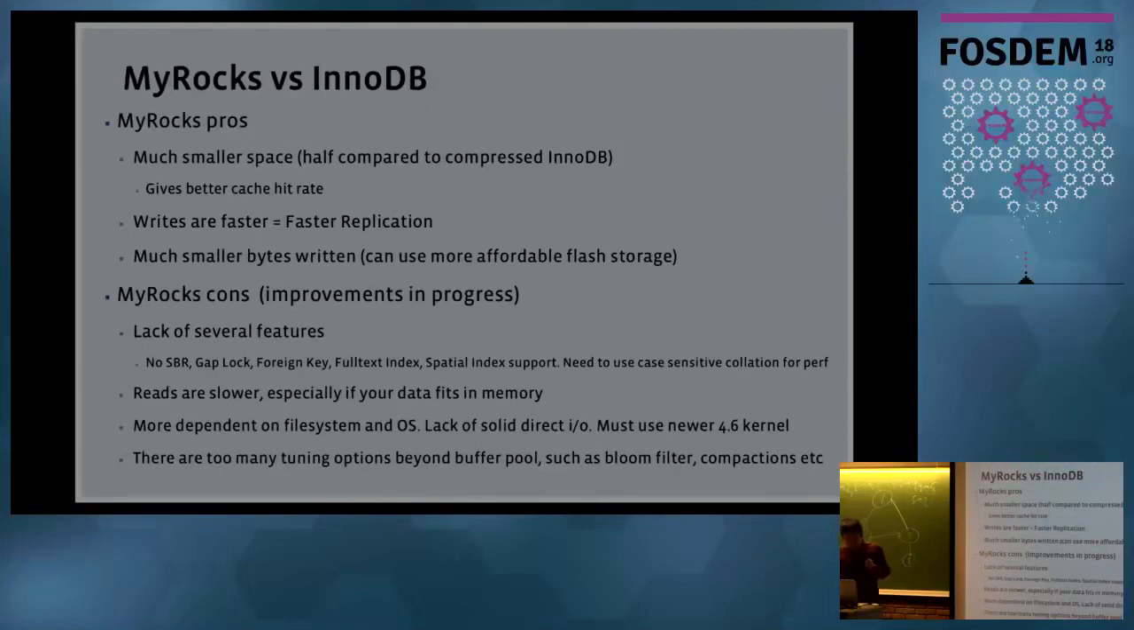And it's more dependent on file system and operating systems. We use MyRocks and RocksDB without O_DIRECT. Since RocksDB's direct I/O support is very limited, we use buffered I/O, so it's heavily dependent on Linux kernels. It's highly recommended to use a newer Linux kernel, 4.6 or later, which fixes many buffered I/O problems. And there are many tuning options beyond buffer pool, such as Bloom filter or compactions. We are trying to give very good default parameters so that users don't have to worry about that. These are in progress.